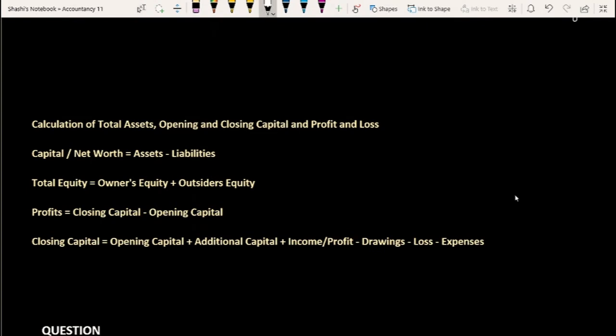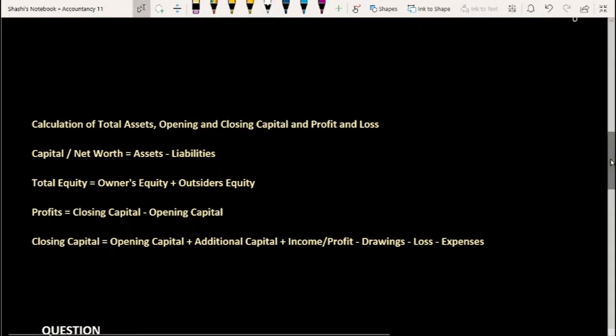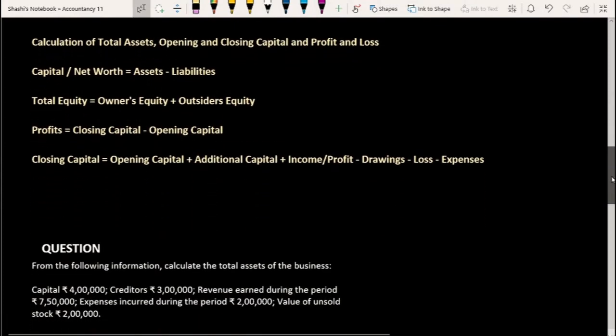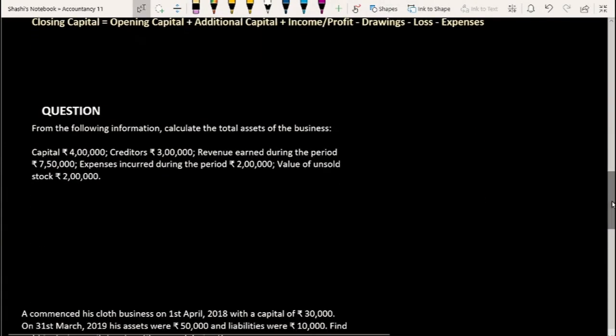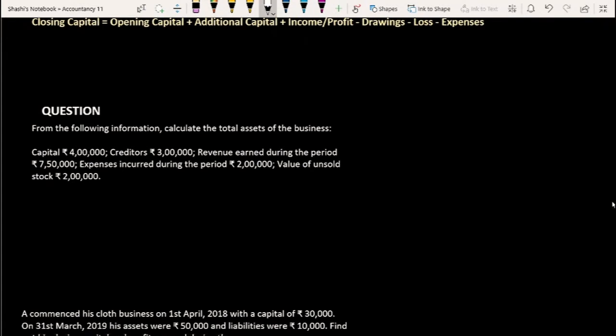So capital equals net worth, assets minus liability. Total equity is owner's equity and outsider's equity. Profit is closing minus opening capital. In the same way, closing capital is opening capital plus additional capital plus income and profit, minus drawings, minus loss and minus expenses. So based on this we'll do some more questions here. This says: from the following information calculate the total assets of the business.